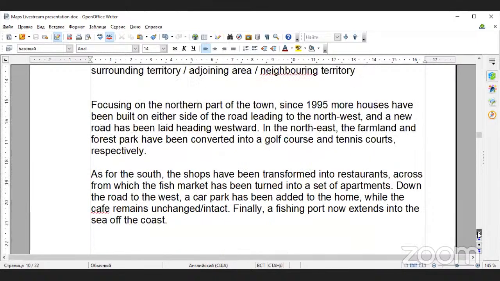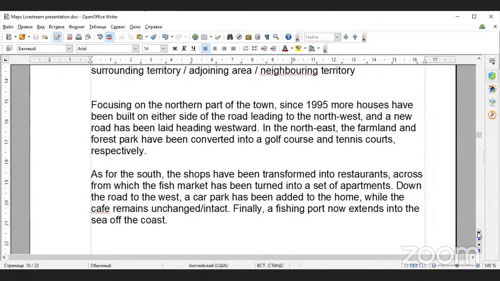Focusing on the northern part of the town, since 1995, more houses have been built on either side of the road leading to the northwest, and a new road has been laid heading westward. In the northeast, the farmland and forest park have been converted into a golf course and tennis courts, respectively. As for the south, the shops have been transformed into restaurants, across from which the fish market has been turned into a set of apartments.